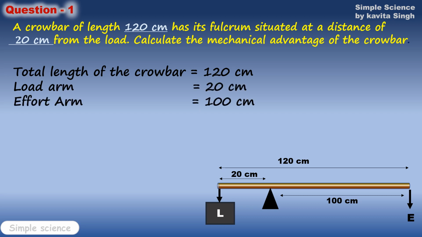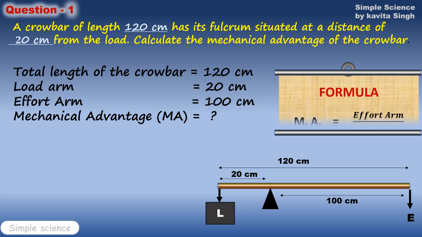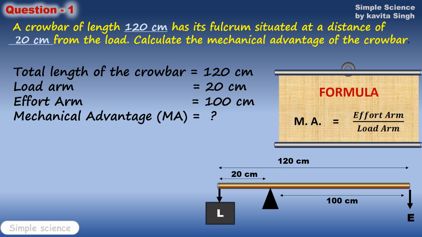Now total length of the crowbar is 120 centimeter. Load arm 20 centimeter है और effort arm 100 centimeter है. Mechanical advantage we have to calculate. So formula used is mechanical advantage is equal to effort arm upon load arm. यहाँ मैंने दो वैल्यूज को अंडरलाइन किया है जो दो वैल्यूज क्वेश्चन में दिए थे, टोटल लेंथ ऑफ द क्रोबार और लेंथ ऑफ लोड. And length of effort we have found by subtracting the length of load or distance of load from the fulcrum.